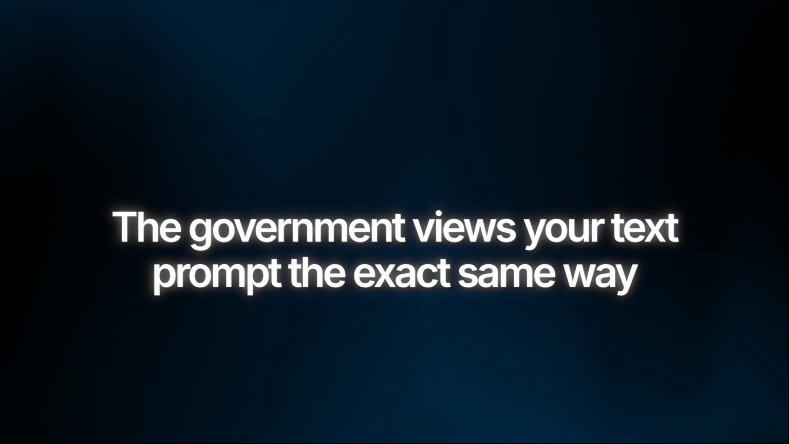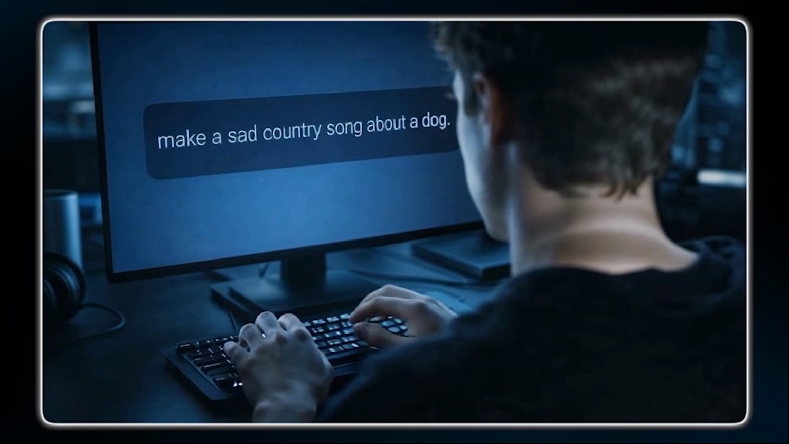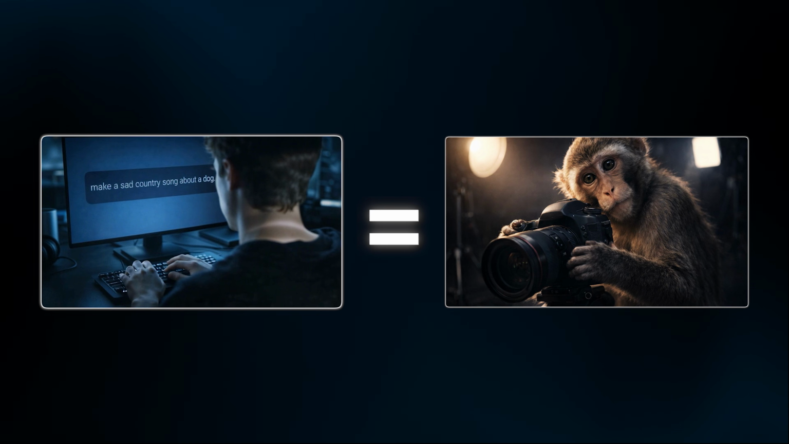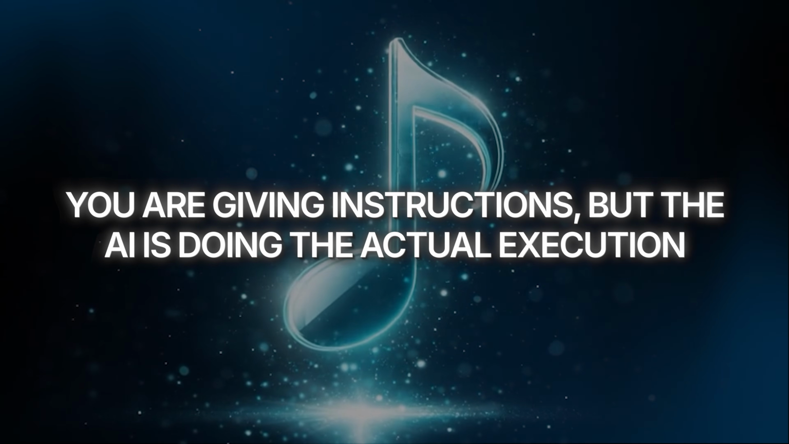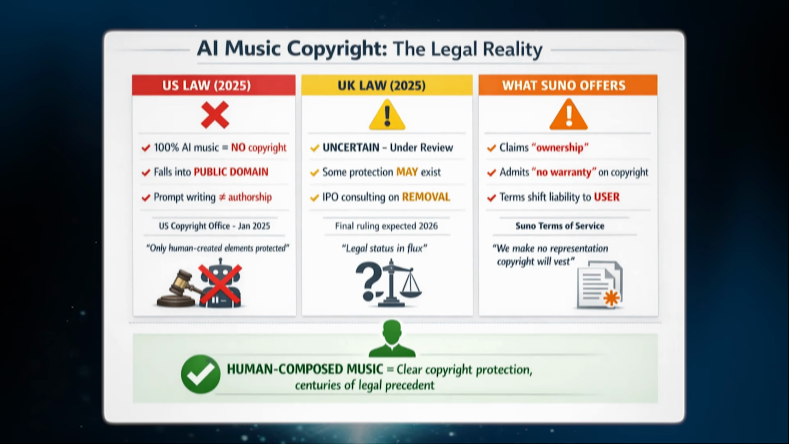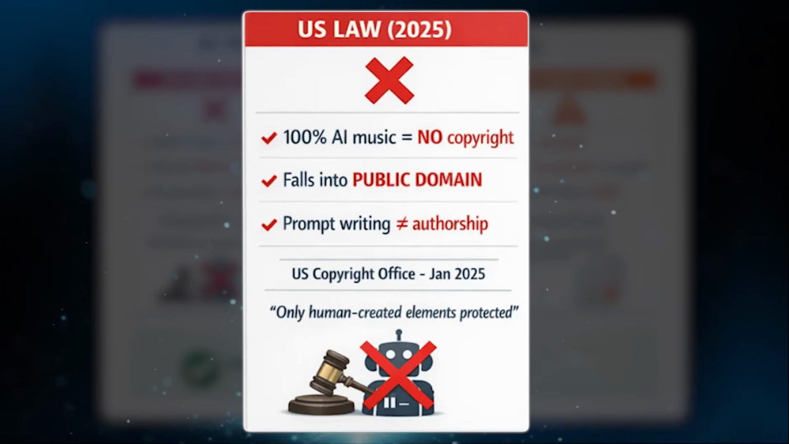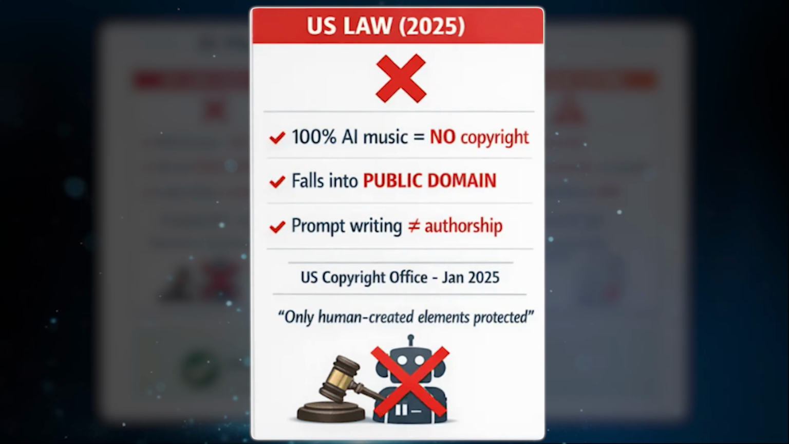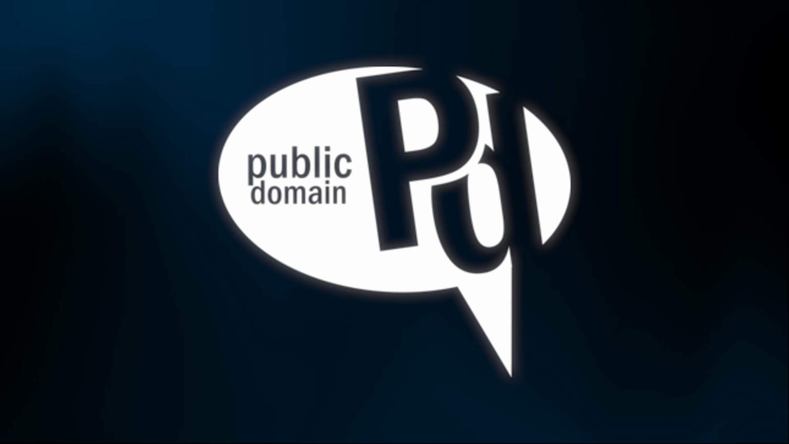The government views your text prompt the exact same way. Typing "make a sad country song about a dog" is just handing the camera to the monkey. You are giving instructions, but the AI is doing the actual execution. Because a human didn't play the notes, sing the melodies, or arrange the chords, a 100% AI-generated song has no human author. Therefore, it goes straight into the public domain.